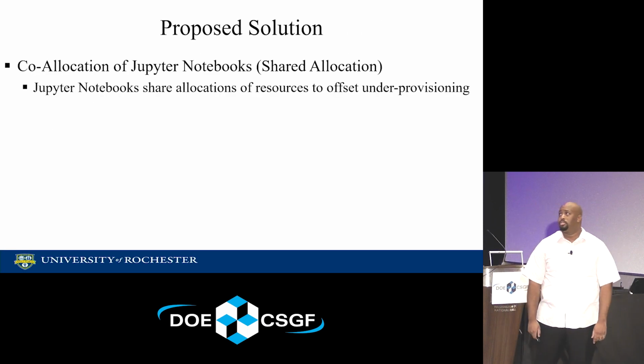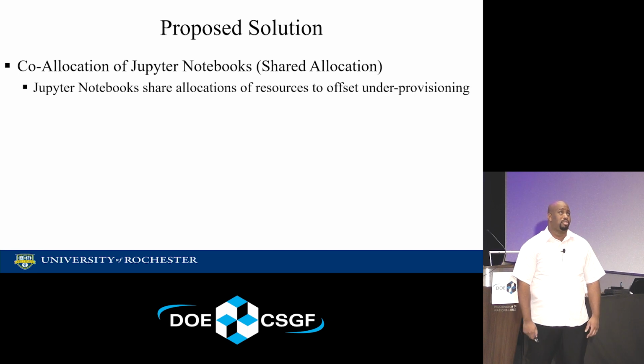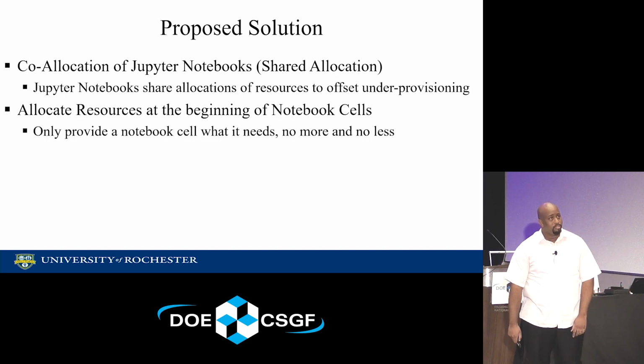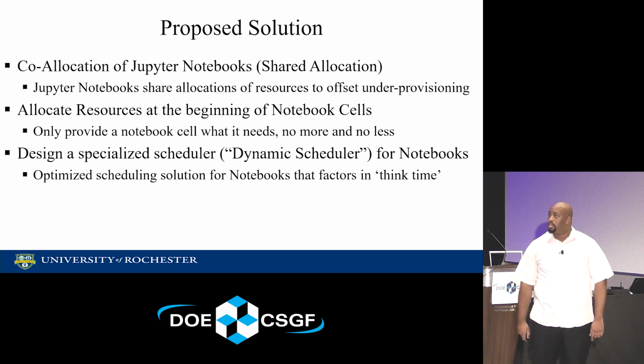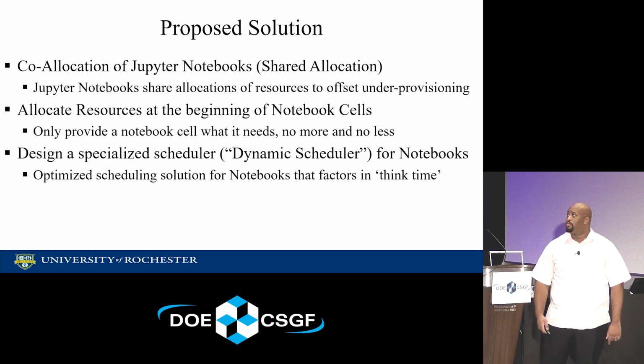So the proposed solution is relatively simple. So we co-locate Jupyter notebooks. So Jupyter notebooks essentially share an overlapping set of resources, which can help offset under-provisioning. Resources get allocated at the beginning of notebook cells and are only provided resources that they particularly need, no more and no less. I designed a specialized scheduler called the dynamic scheduler, which is optimized for notebooks with think time.